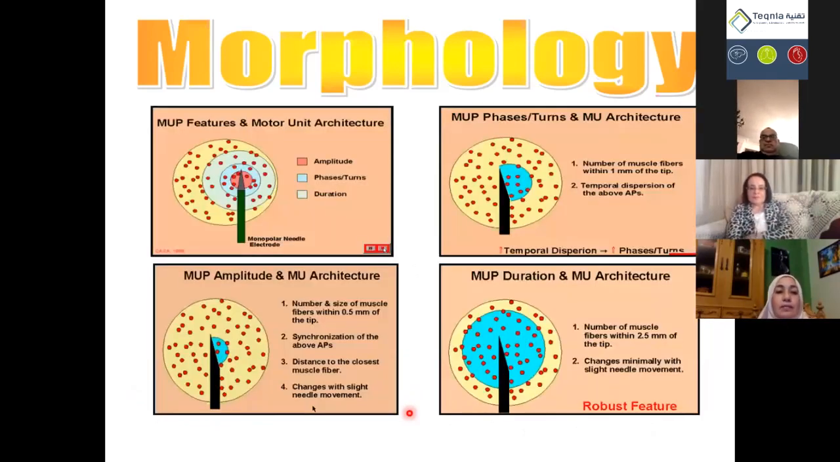This is the needle tip. The nearest circle represents the amplitude, the blue circle represents the phases, and the light blue circle represents the duration. Duration depends on needle position within about 1 millimeter from the tip of the needle. Amplitude is markedly affected by the position of the needle. The least affected by the position of the needle is duration, with phases in between. So amplitude is markedly dependent on the position of the needle, duration is the least dependent, and phases are in between.